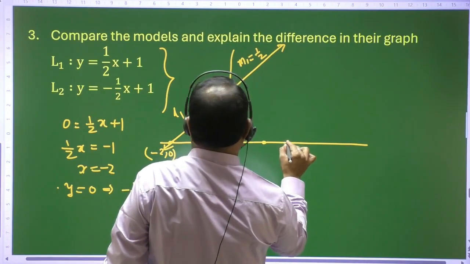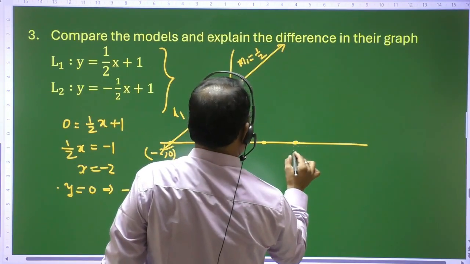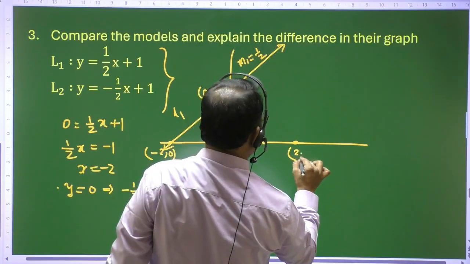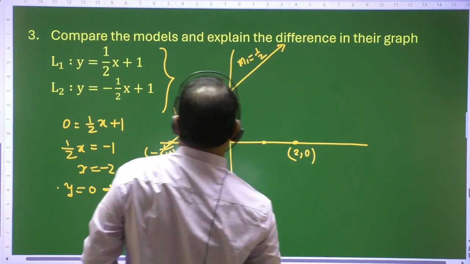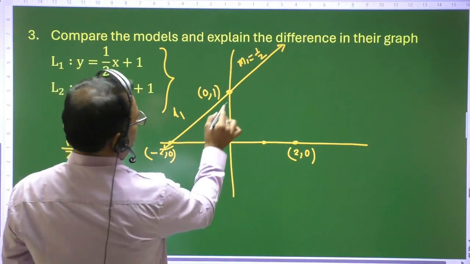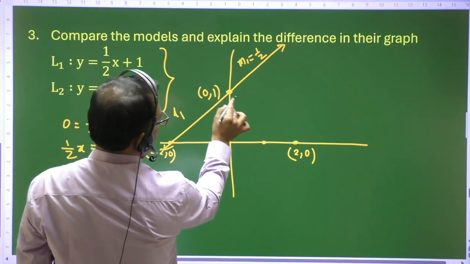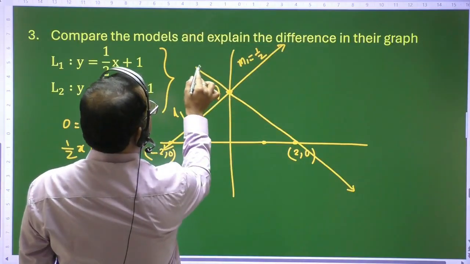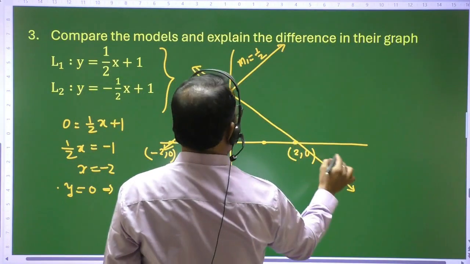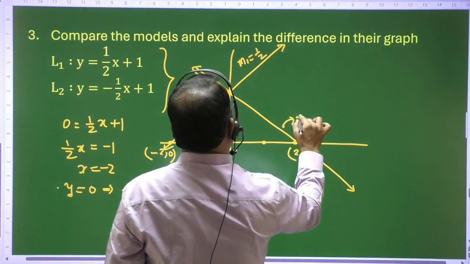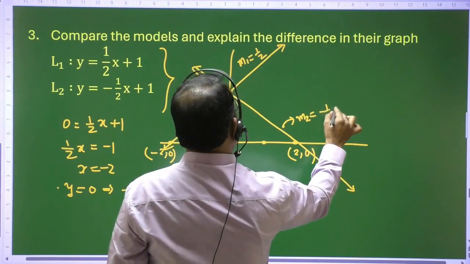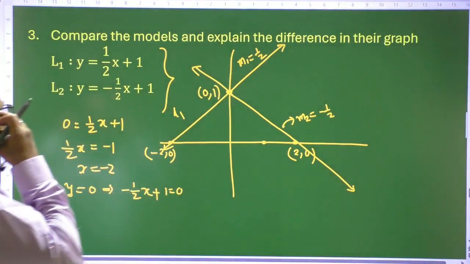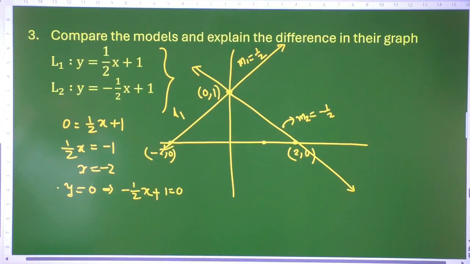Point will be here. So we have when x is 2, y is 0. When x is 2, y is 0, so another line will pass through like this one. So here you notice that the slope will be minus half. Okay now.